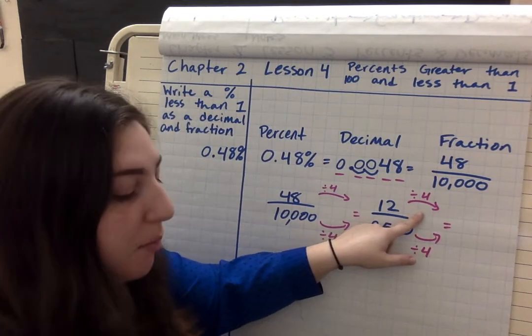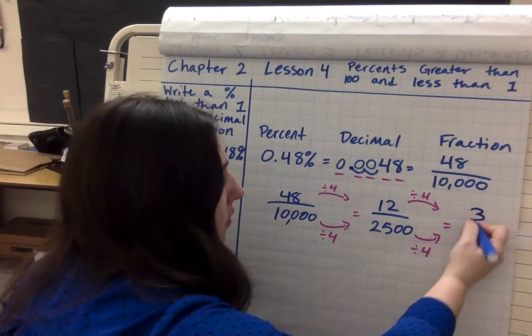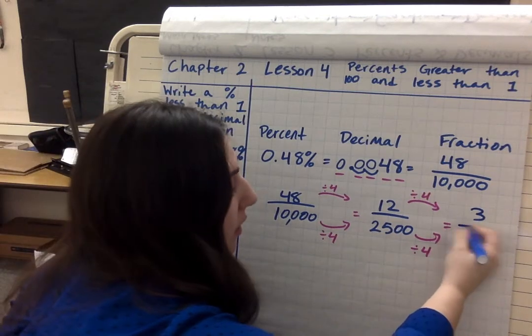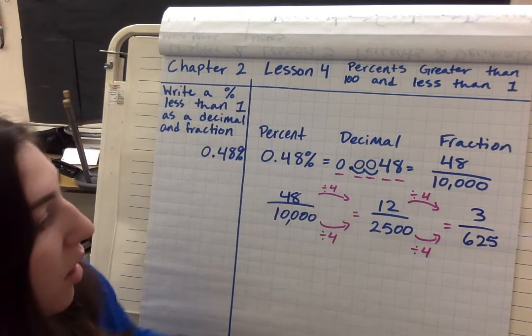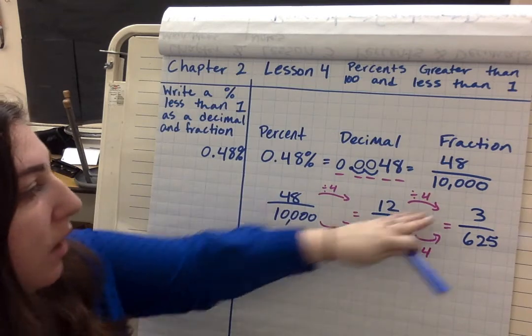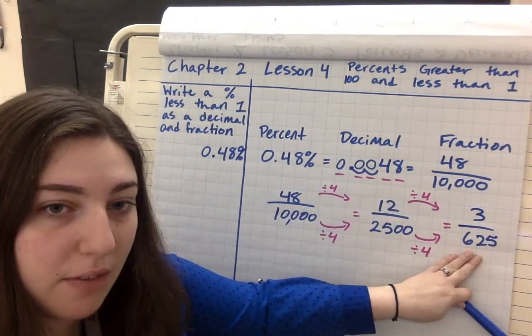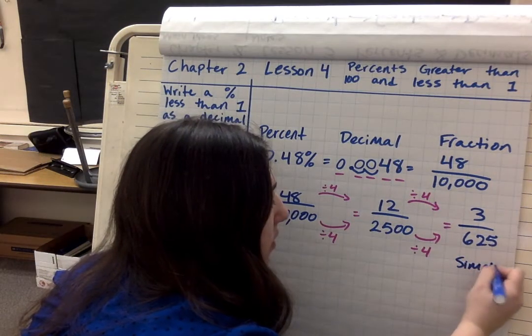So 12 divided by 4 is 3. And 2,500 divided by 4 is 625. Okay, so now we have our simplified fraction. So yes, we got our percent into a fraction, but this is the simplified fraction, so that's what we want. Simplified.